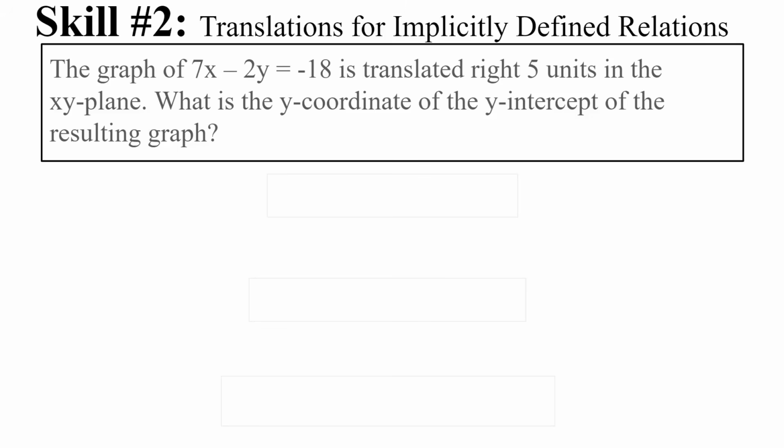Okay, we got another one here. So the graph of 7x minus 2y equals negative 18 is translated right 5 units in the xy-plane. What is the y-coordinate of the y-intercept of the resulting graph? All right, so right, that's horizontal, and that's in the positive direction. So h is going to be 5. k is going to be 0. It doesn't mention any vertical shift, so we don't really care about k for this.